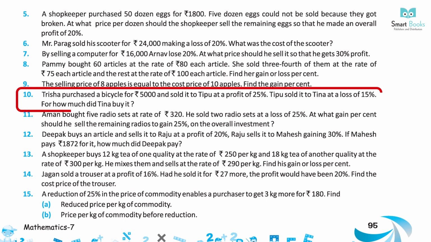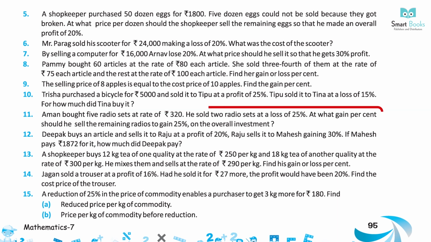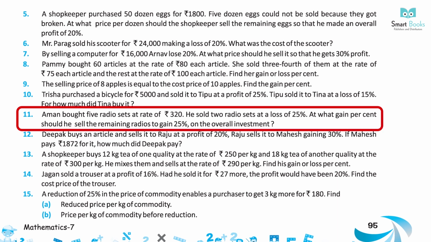Question 10. Trisha purchased a bicycle for rupees 5,000 and sold it to Tipu at a profit of 25%. Tipu sold it to Tina at a loss of 15%. For how much did Tina buy it? Solution: rupees 5,312.5.